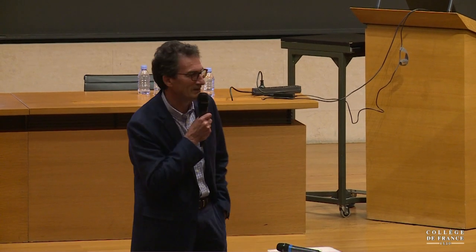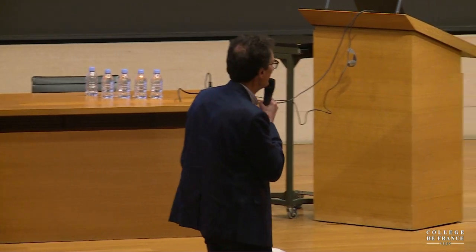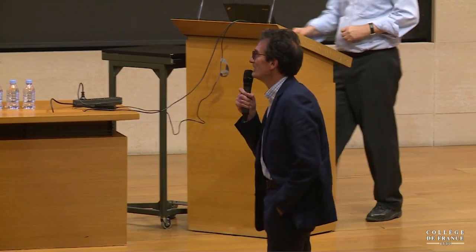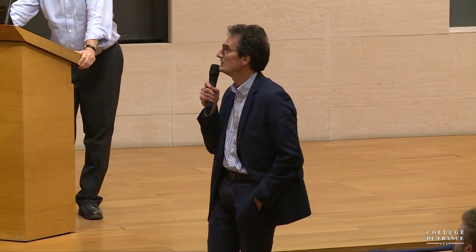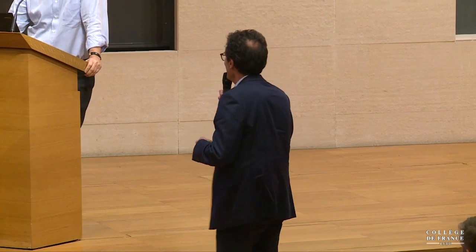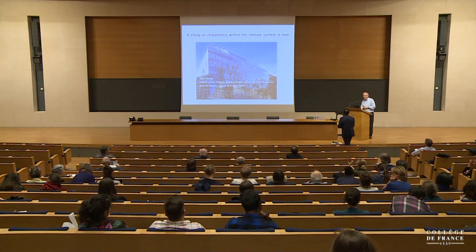Alain Fischer was kind enough to accept to replace Yasmine Belkaïd at the last moment. He won't be able to replace her under all aspects, but he will show us a very interesting story using genetic immune deficits in children as a way to study redundancy within the immune system, and that's as much as I can say about his talk, which I haven't heard before. So thank you very much, Alain, for doing this.